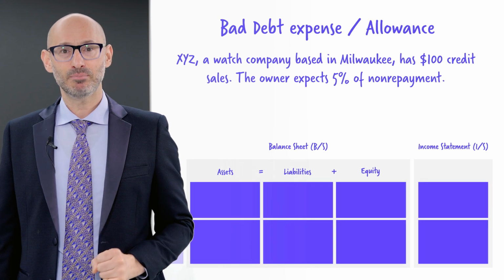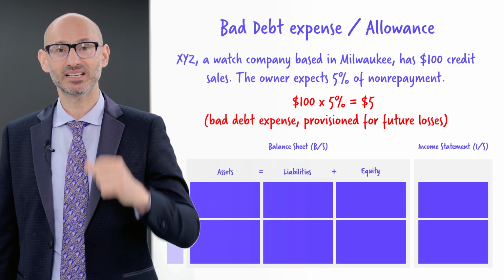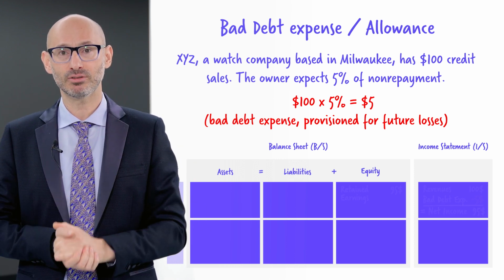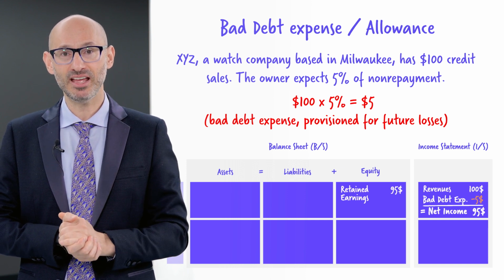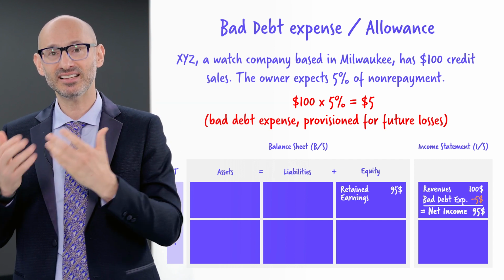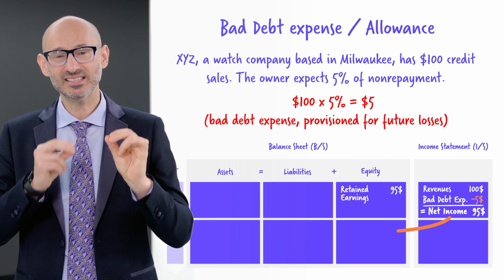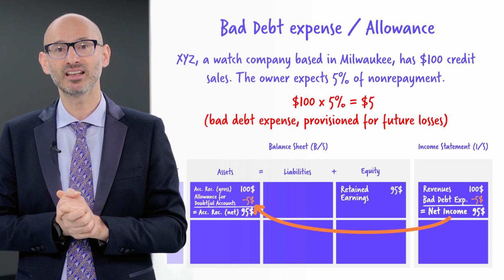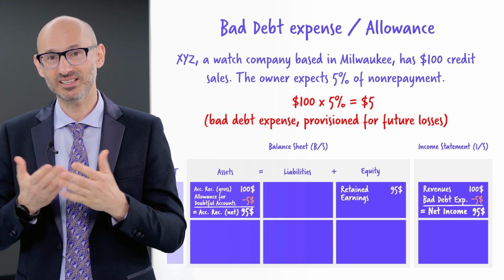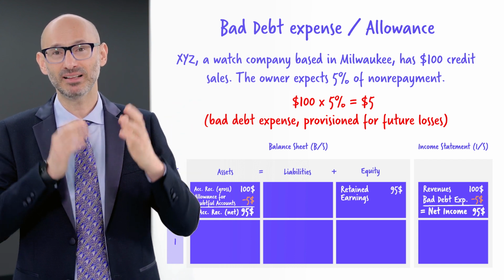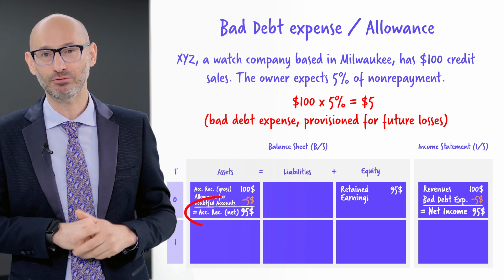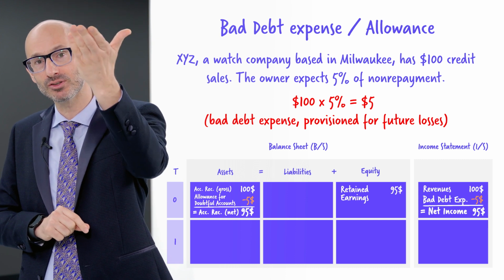In this particular example, the company predicts a bad debt expense of $5 from sales of 100. Since accounting is conservative, our income is lower today and it is only 95 rather than 100. At the same time, assets are less by 5. This account under assets is called allowance for doubtful accounts, and it is a contra asset account. As you see, we sold for 100, but income and retained earnings are only 95, and assets are only 95. We have provisioned for future losses of 5.